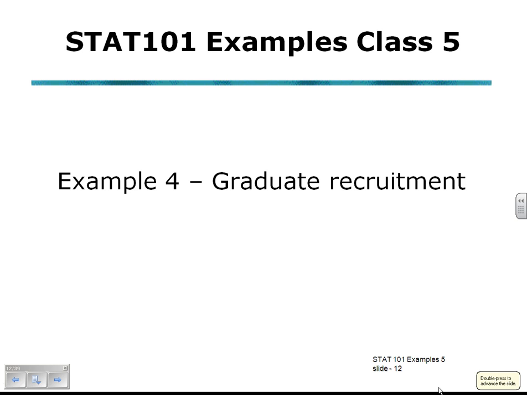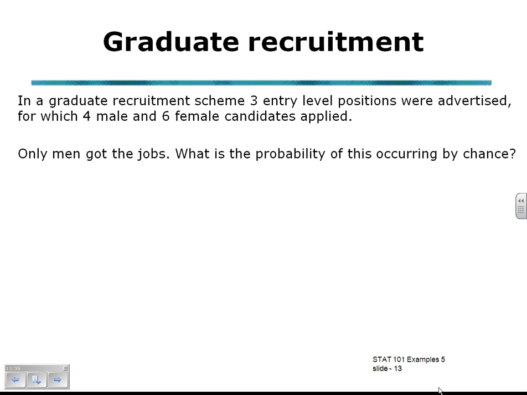Example 4 in Stat 101, Examples Class 5, is graduate recruitment. In a graduate recruitment scheme, 3 entry-level positions were advertised, for which 4 male and 6 female candidates applied. Only men got the jobs. What is the probability of this occurring by chance?